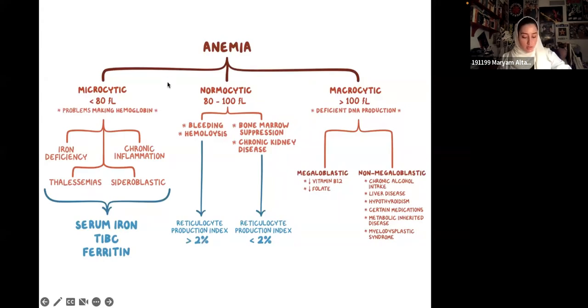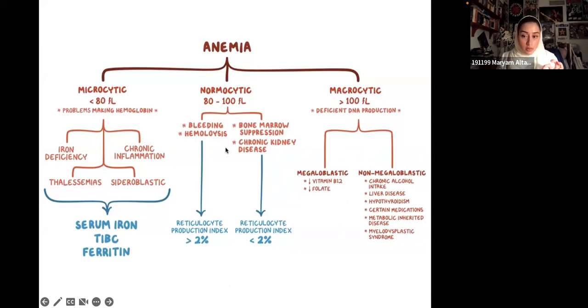So again, this is just a general overview. Remember, microcytic, do your ferritin, and remember the differences in the values. Normocytic, if it's hemolytic, look at the presentation of jaundice and look at the reticulocyte count. Is the body responding appropriately or not? Macrocytic is going to be DNA, right? So megaloblastic, vitamin B12, subacute combined degeneration. Folate is going to be a vitamin B9 problem. And you have other non-megaloblastic causes.